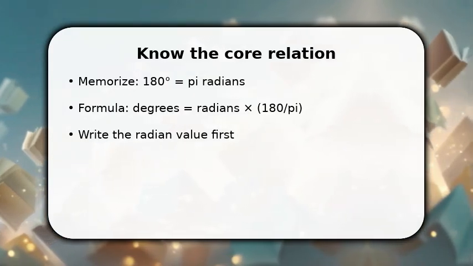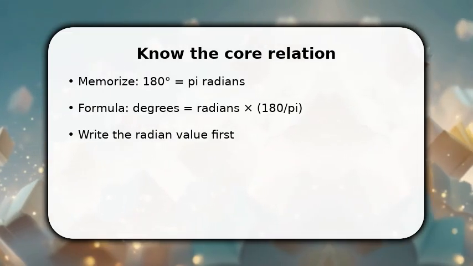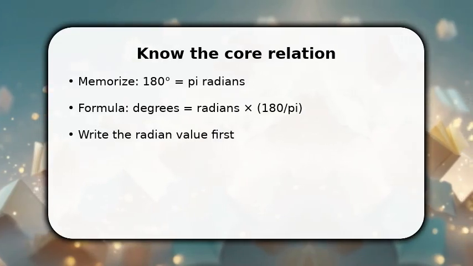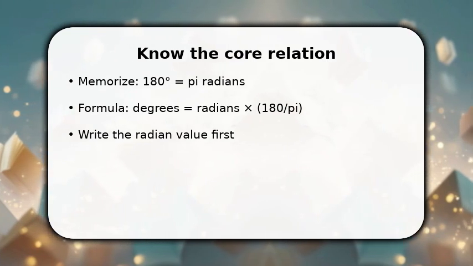For a clean start, put the radian number over 1 as a fraction so you can multiply. Make sure to keep pi symbolic until you either simplify or use a calculator. That prevents rounding errors early on.